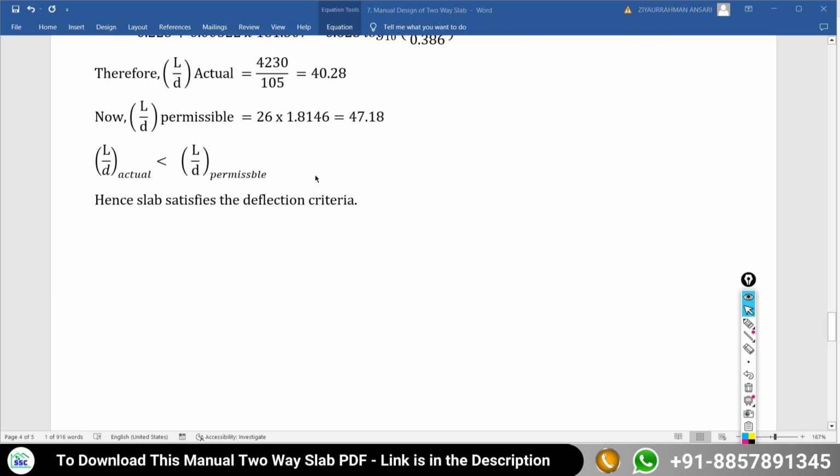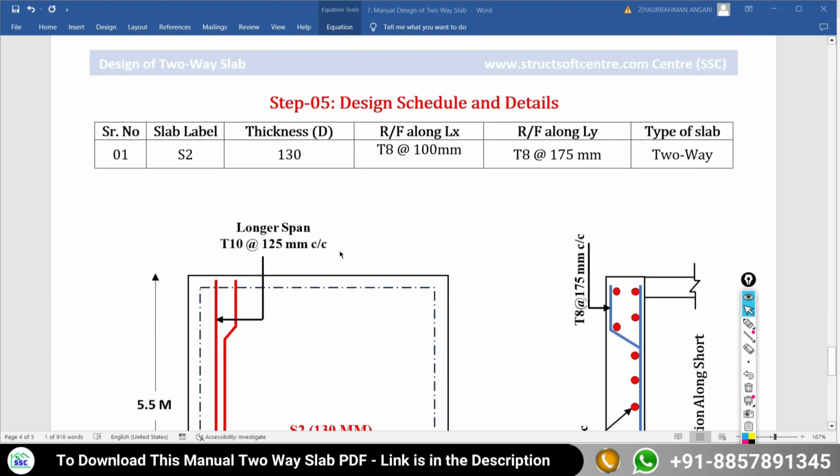Now next, finally, in respect of this design result, we are going to prepare the schedule and detail. So here the slab is what?